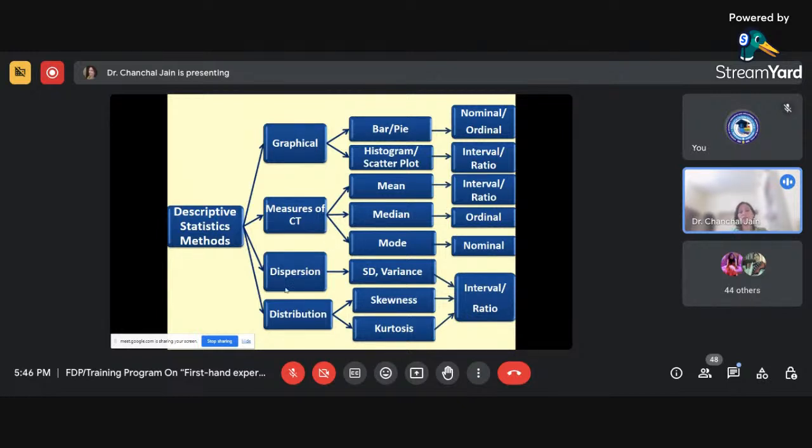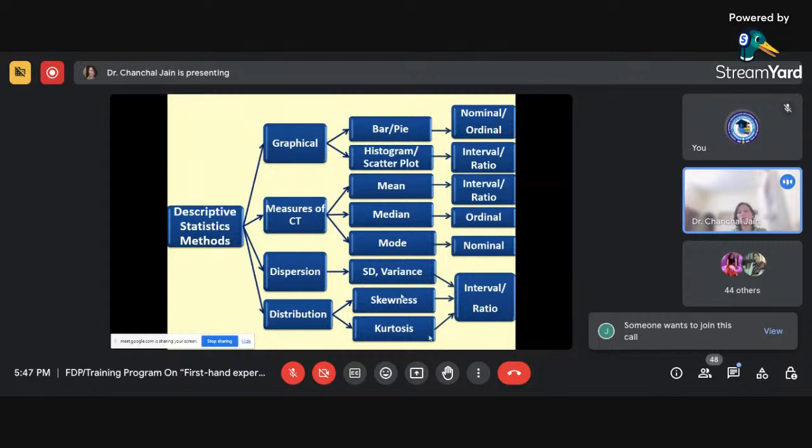Talking about the measures of dispersion, generally you can calculate standard deviation and variance in the case of interval and ratio scale. Generally, we calculate dispersion only for interval and ratio scale variables, that is, numeric variables, right? Similarly, if we want to see which type of distribution our data shows, we need to calculate skewness and kurtosis.